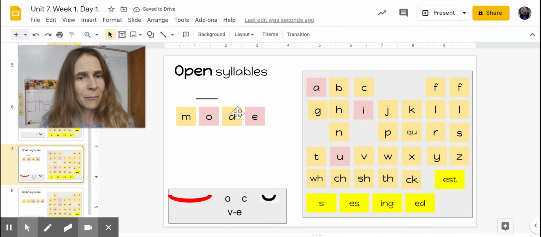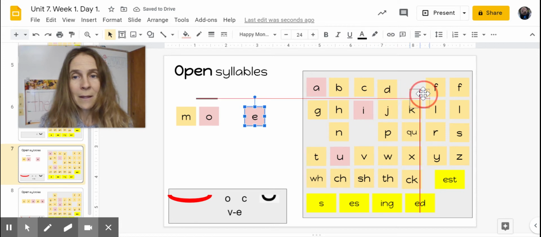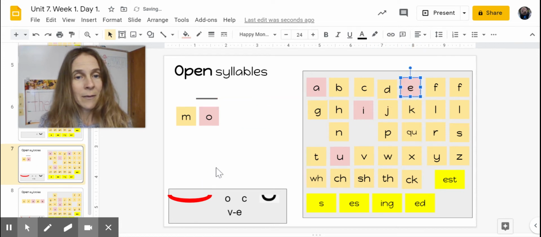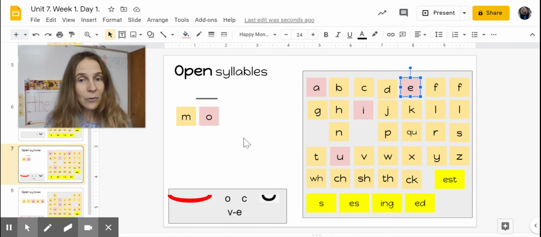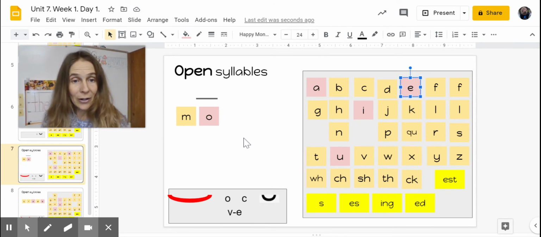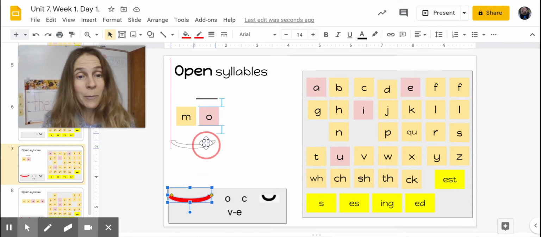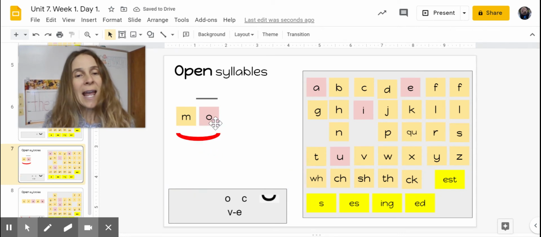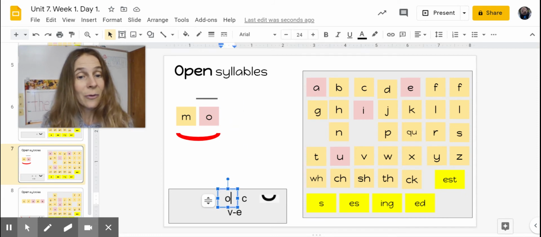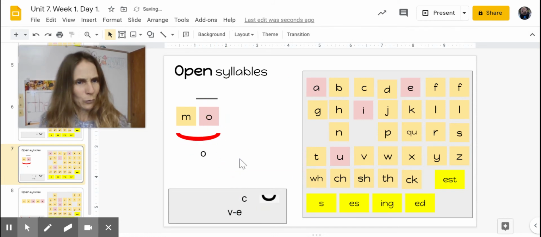What happens if I get rid of my D and I get rid of my E? Now check this out. There's nothing closing in my vowel. So my vowel sound is going to be long. It's still going to be long like this. I've still got one syllable because I've only got one vowel that's making a sound, right? And my vowel sound is long and there's nothing closing it in. So this is an open syllable. And now let's read this syllable.